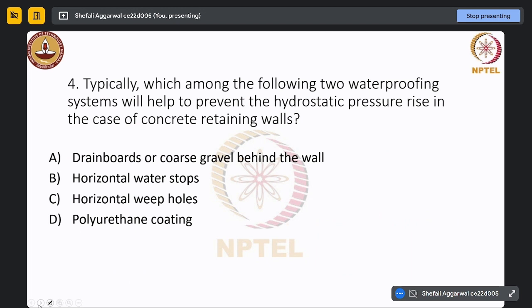Okay, ma'am. Next question. Typically, which among the following two waterproofing systems will help to prevent the hydrostatic pressure rising in the case of concrete retaining wall? Drain boards or gravel behind the walls, horizontal water stops, horizontal weep holes, or polyurethane coating.